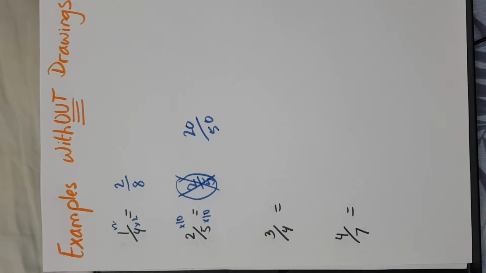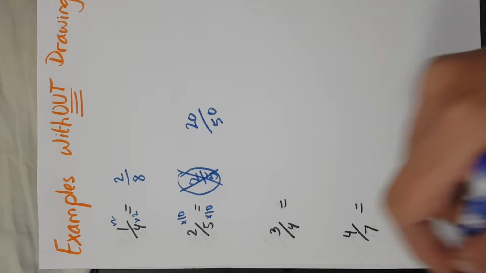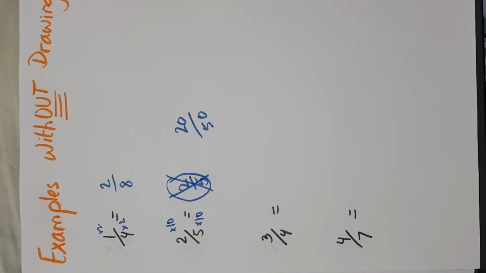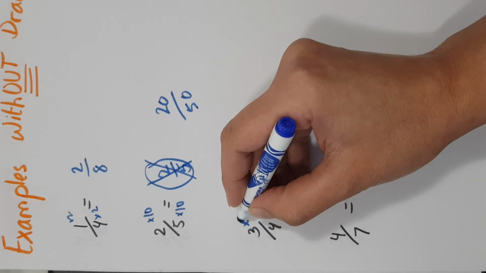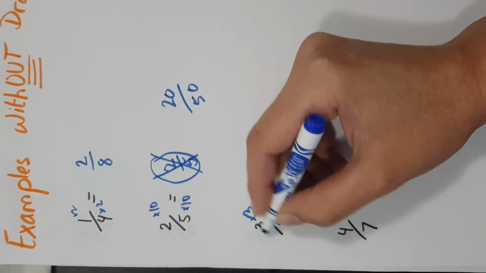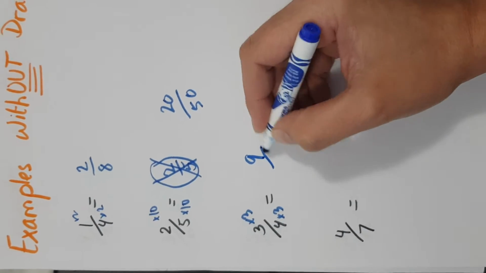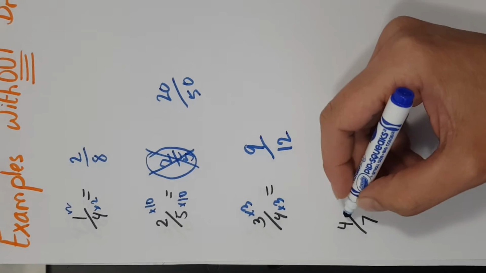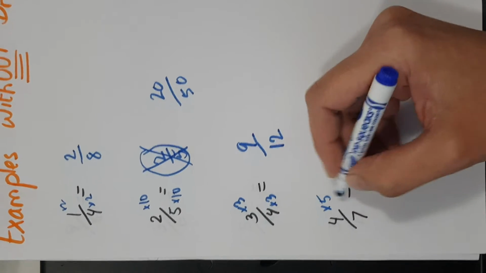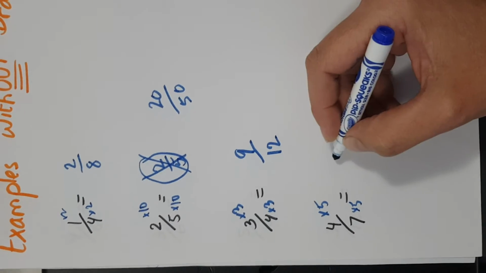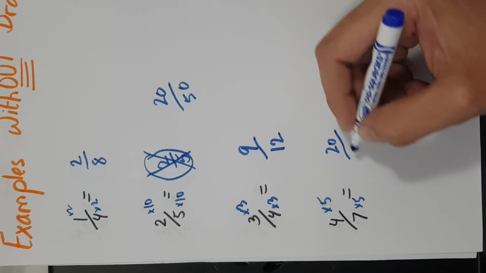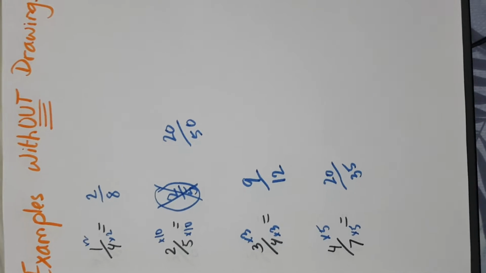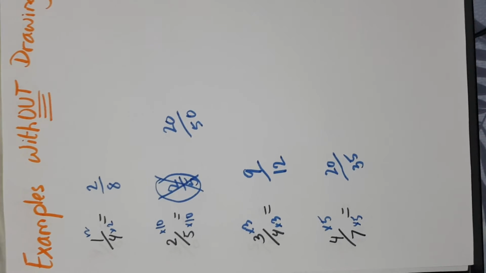So here, this is what we mean by multiplying without drawing. Let's go to 3/4. Same idea. I want to find an equivalent fraction of 3/4. I will multiply by 3. Up and down. 3 times 3 is a 9. And 4 times 3 is a 12. Same idea for the last one. Let's say it will be times 5. Up and down. 4 times 5 is a 20. And 7 times 5 is a 35. So here, this is how we're supposed to find equivalent fractions.